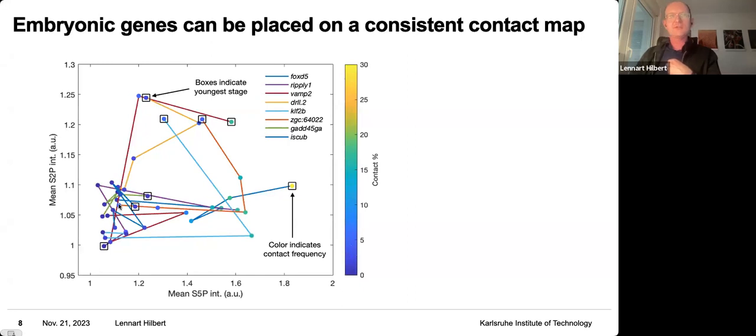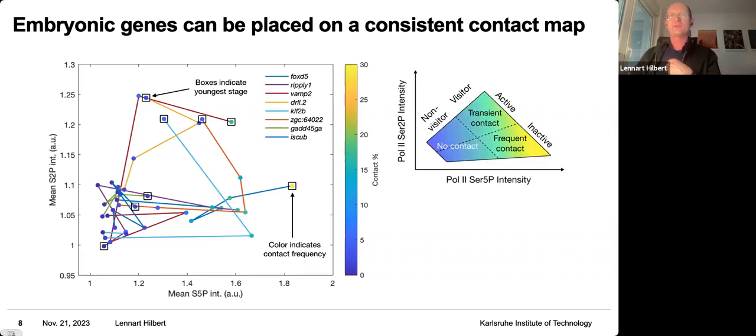So what this is telling you is that there is a systematic map that is emerging. We're using these 2 coordinates, the level of recruited Pol2 and the level of elongating Pol2. You can place genes on this map. And depending on where you are on this map, you have very high levels of contact, intermediate levels of contact, or almost no contact with Pol2 clusters.